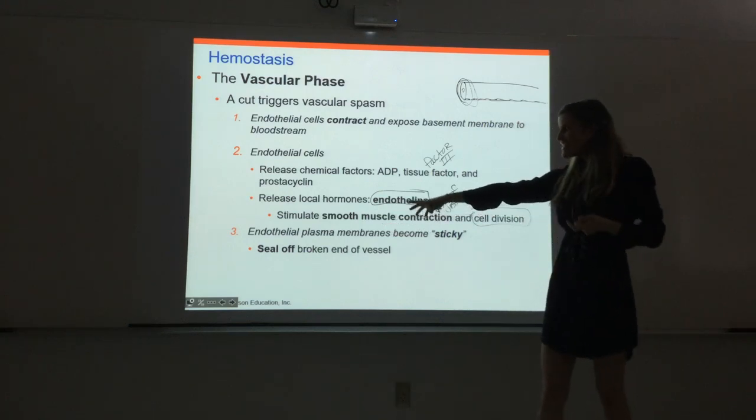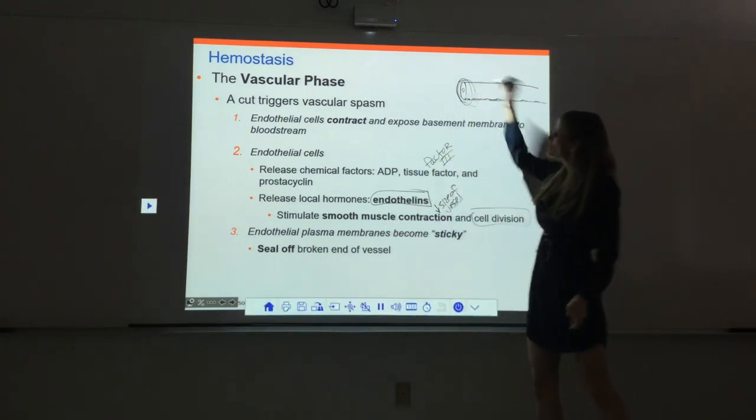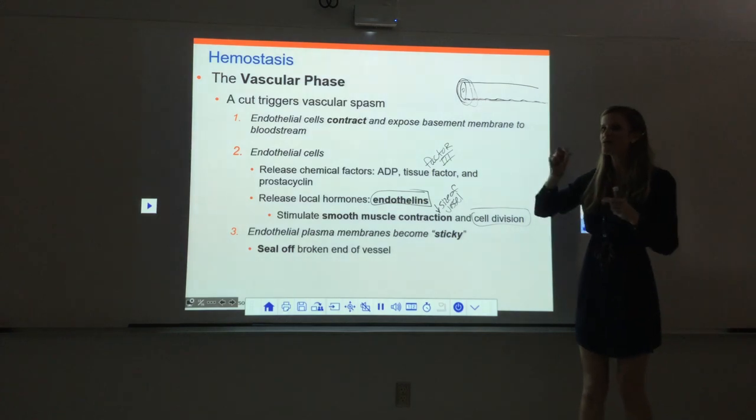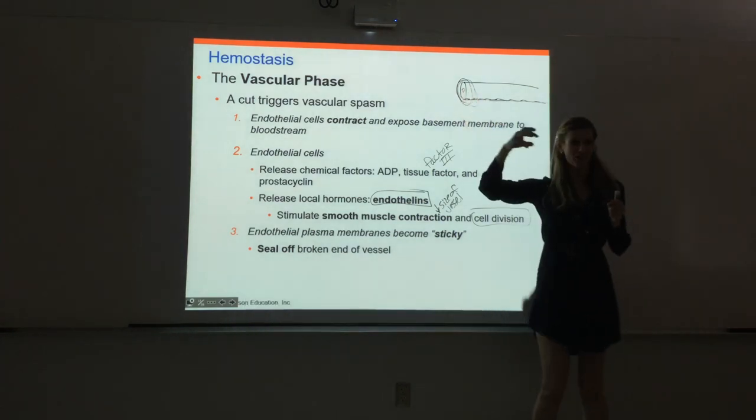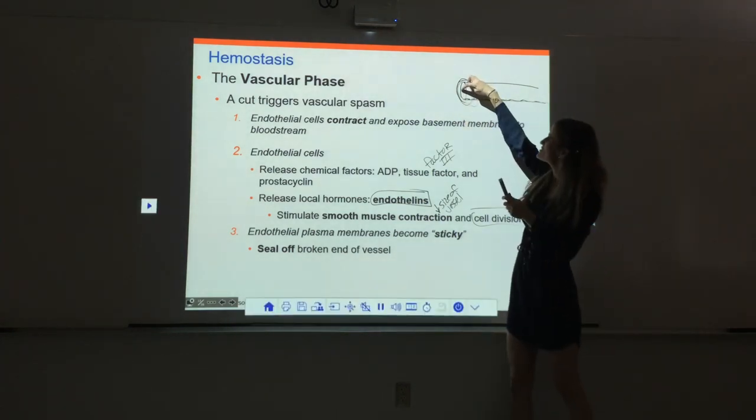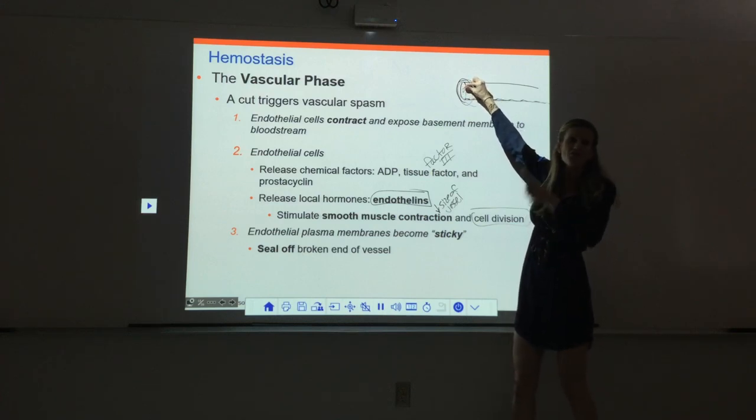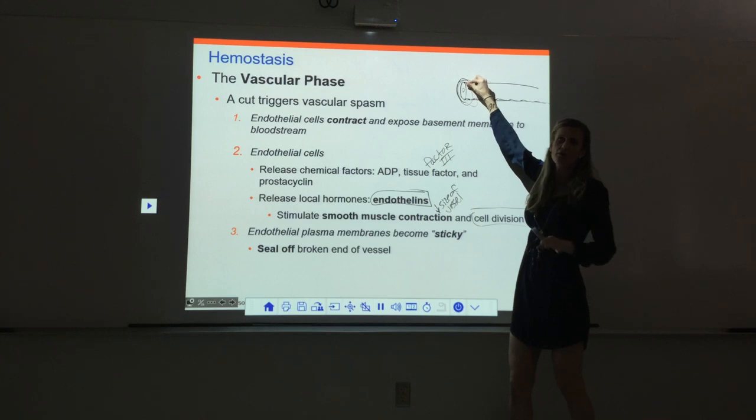Finally, the endothelial cells that are over here, their plasma membranes get sticky. They're not normally sticky, but the plasma membranes start to get sticky. And what that allows to happen, if this break is small enough, is that the cells that are lining this area right here can start to stick together. And you might be able to close it off if it's small enough.